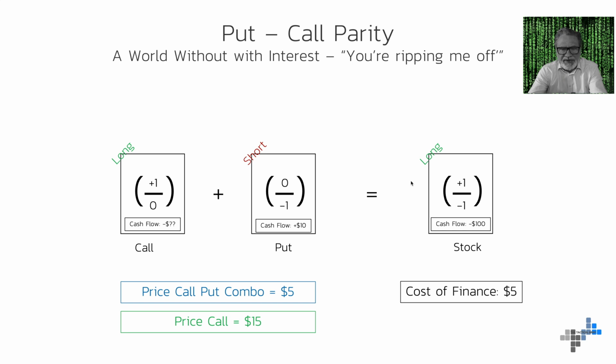Same scenario here again, different prices now, could be different stock. The put is worth $10. You don't see a price of the call on the screen, but we can calculate that. We know the cost of finance is $5. We know that the price of the call put combo necessarily has to be $5, which means I will have to pay $15 for the call. If I can pay less, I have locked in a safe profit. This would be an arbitrage. Then I would have bought the share $1 cheaper than I could sell it at the same time.